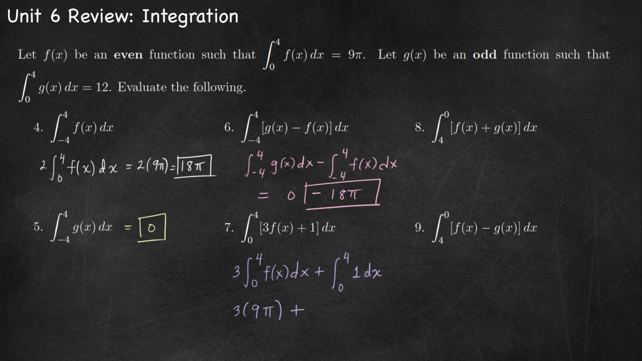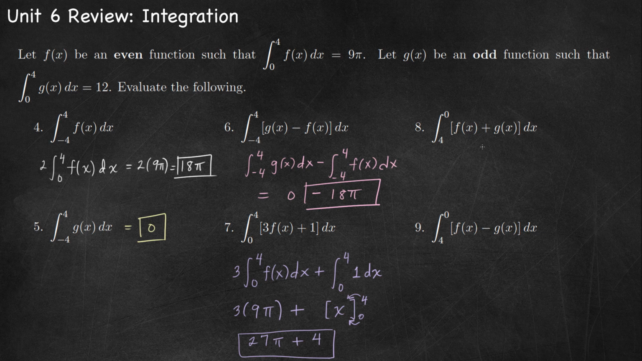plus, now we're not told what the integral of 1 is from 0 to 4, but we can find that ourselves. The antiderivative of 1 with respect to x is just x, and then we evaluate that from 0 to 4. And here's where we sub in our top value, minus, and then sub in our bottom value. So we get 27 pi plus, when I sub in the top value, I get 4, minus, when I sub in the bottom value, I get 0. So I end up with just 27 pi plus 4.